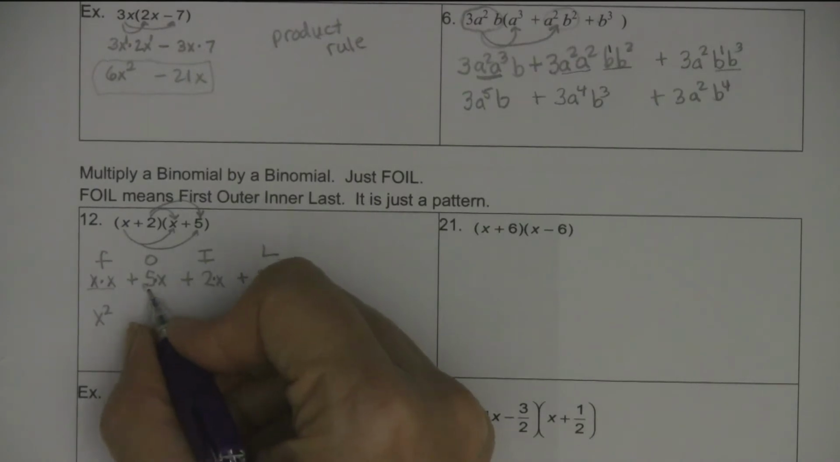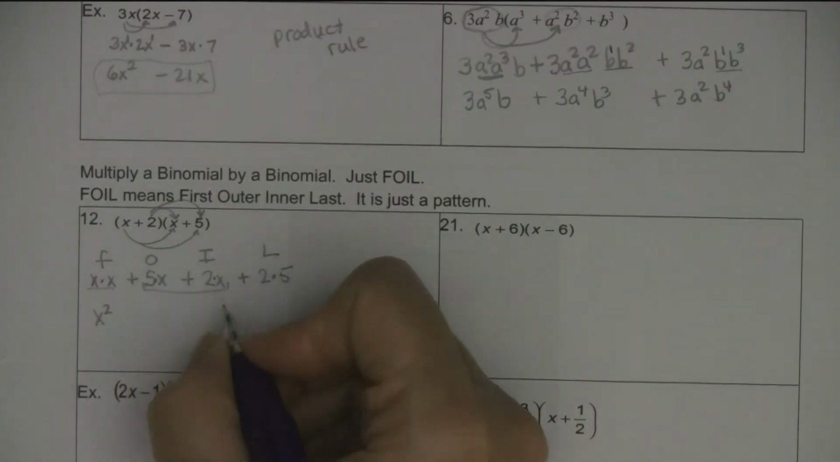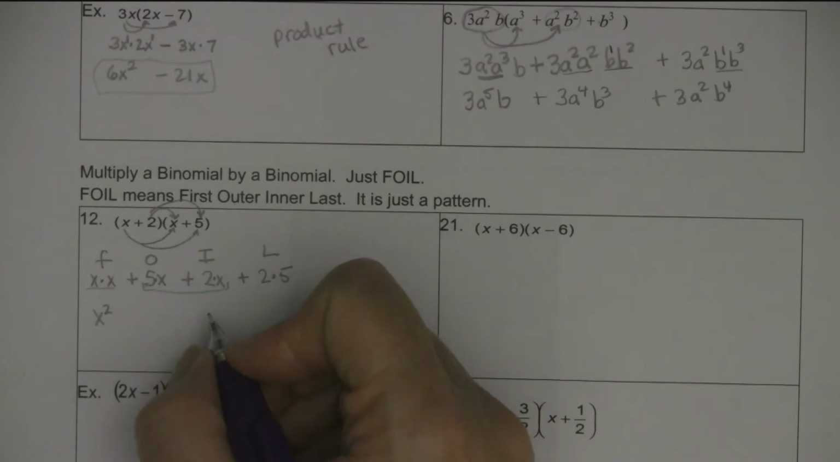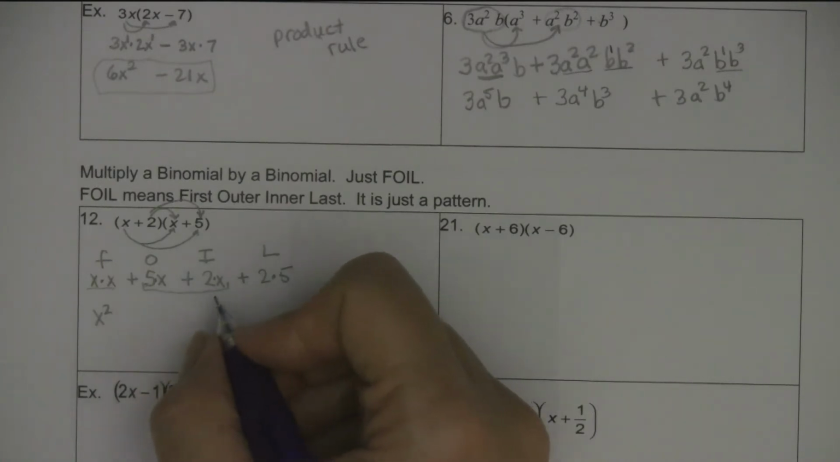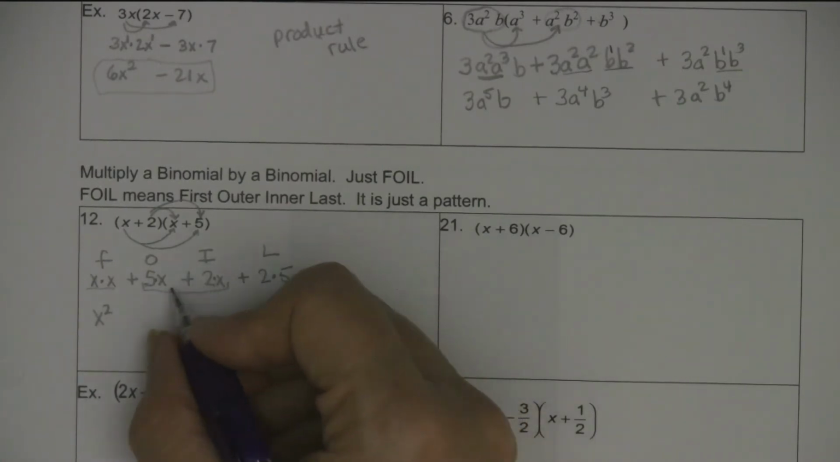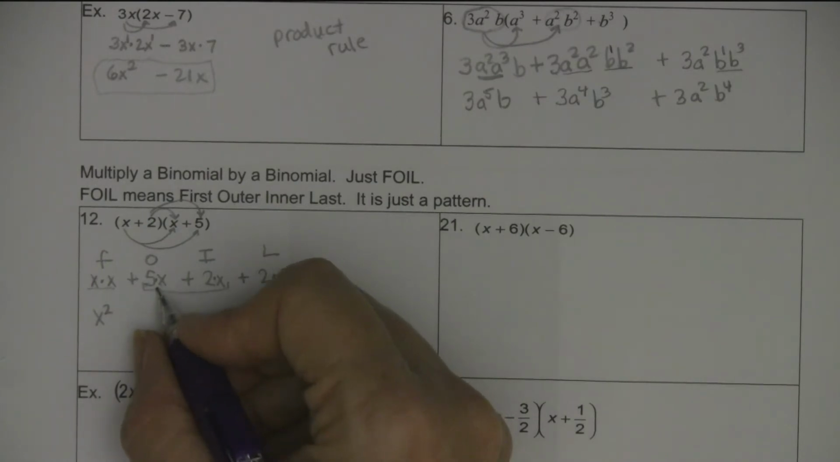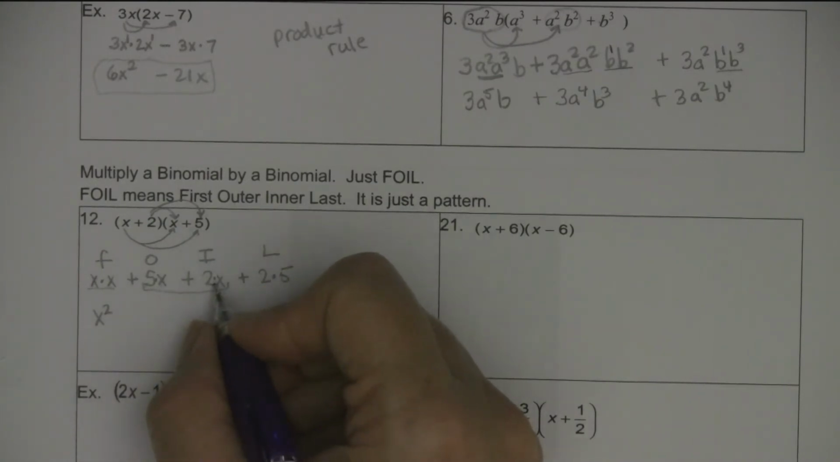These are done, right? But do you notice that these are like terms? So I can add them together. And when you add them, they have to be the same variable. Then you add the numbers and you attach the same variable. And you have to say that to yourself until you stop multiplying.